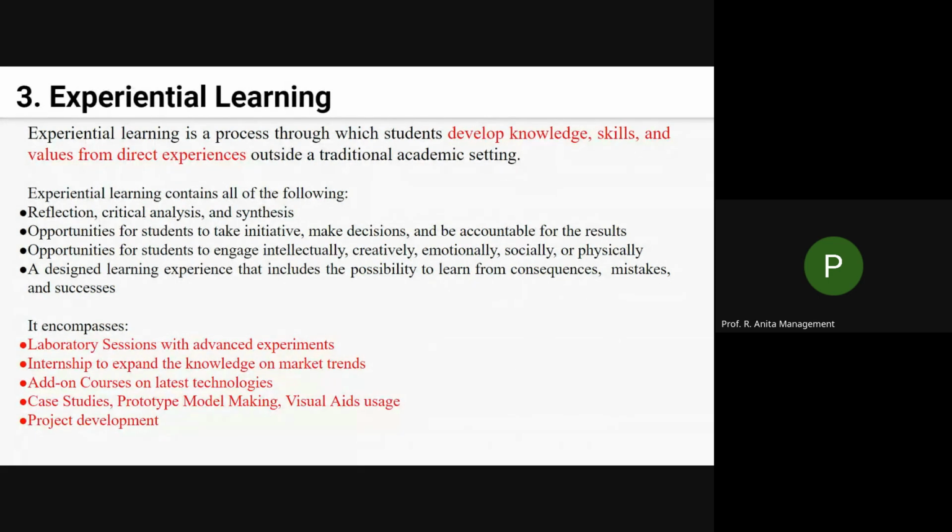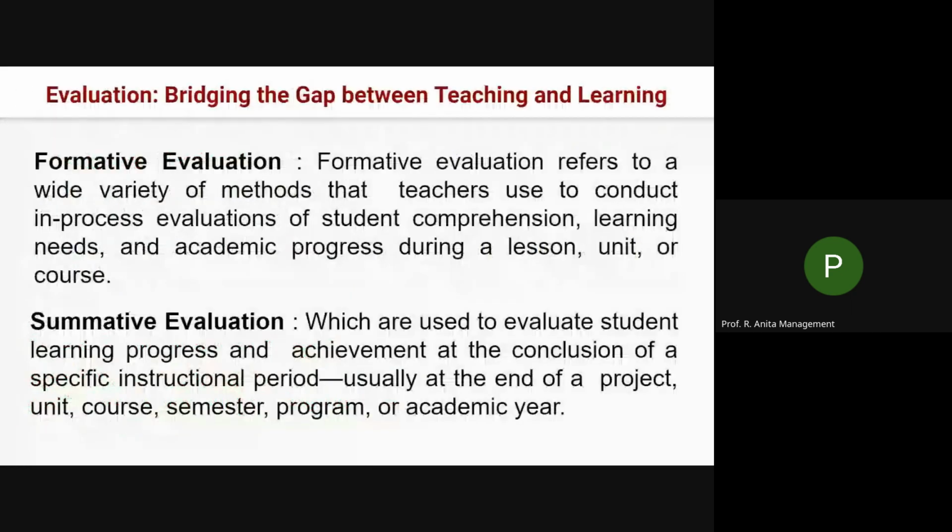This is what NAAC also sees. How are we training the students to get life skills? You make the students engage intellectually, creatively, emotionally, and socially. All these you are making the students do while they are working together on the project, right? Now, these are the three methods which NAAC is seeing.